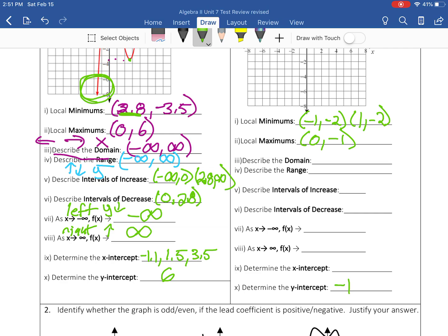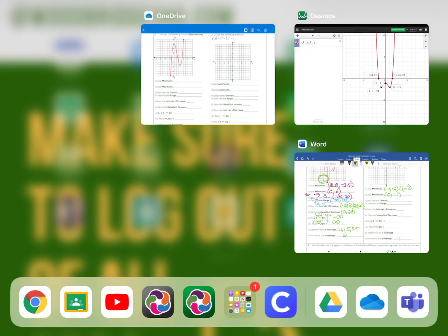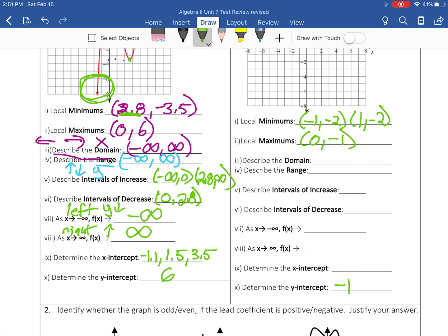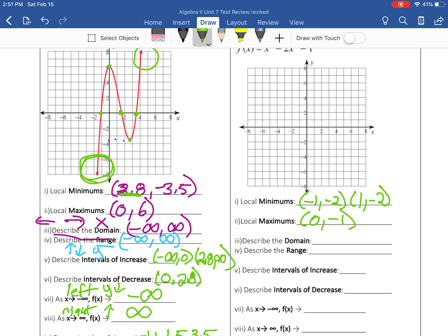When I look at domain and range, I'll wait till I actually graph it. I need one more thing to graph. I need my x-intercepts. My x-intercepts are at -1.6 and +1.6. So we'll go through and graph all of these points. So this is (0, -1), there's my local max, (-1, -2), (+1, -2).